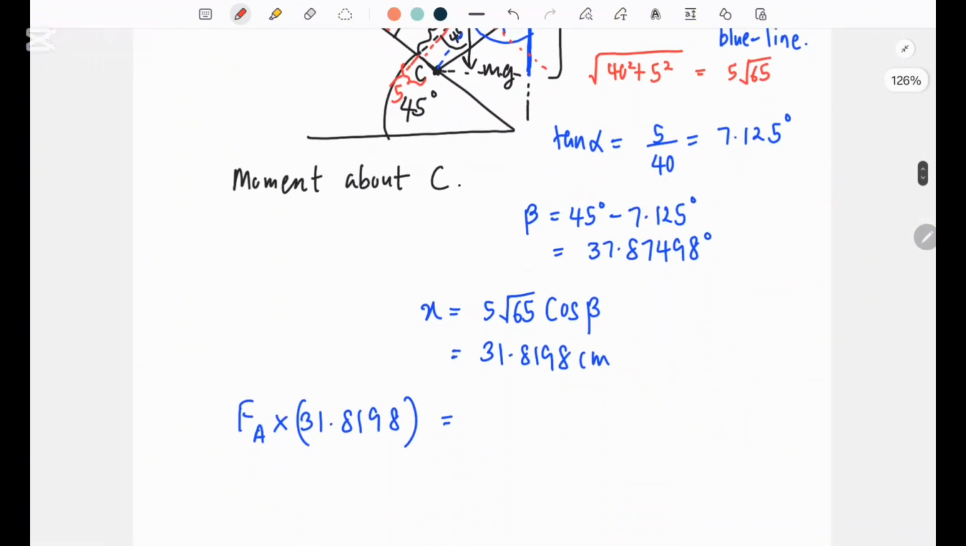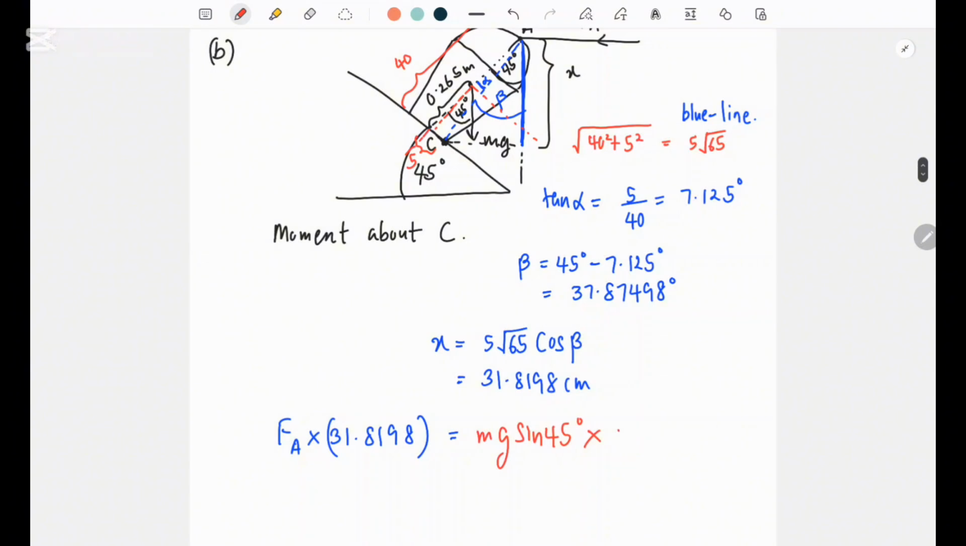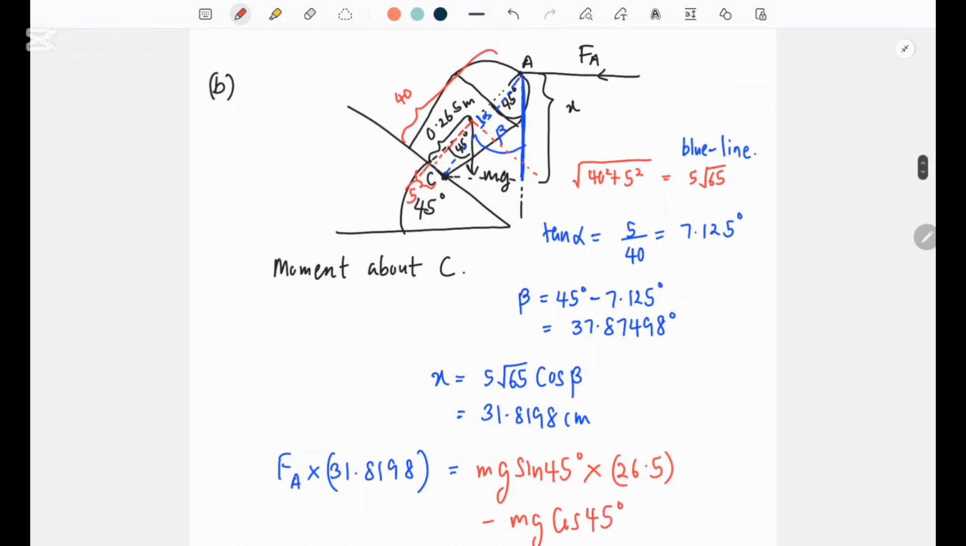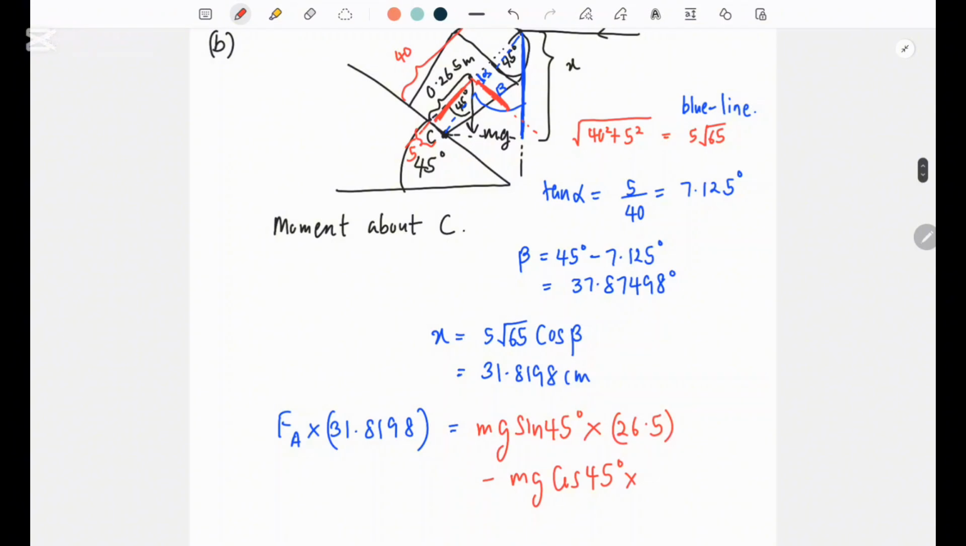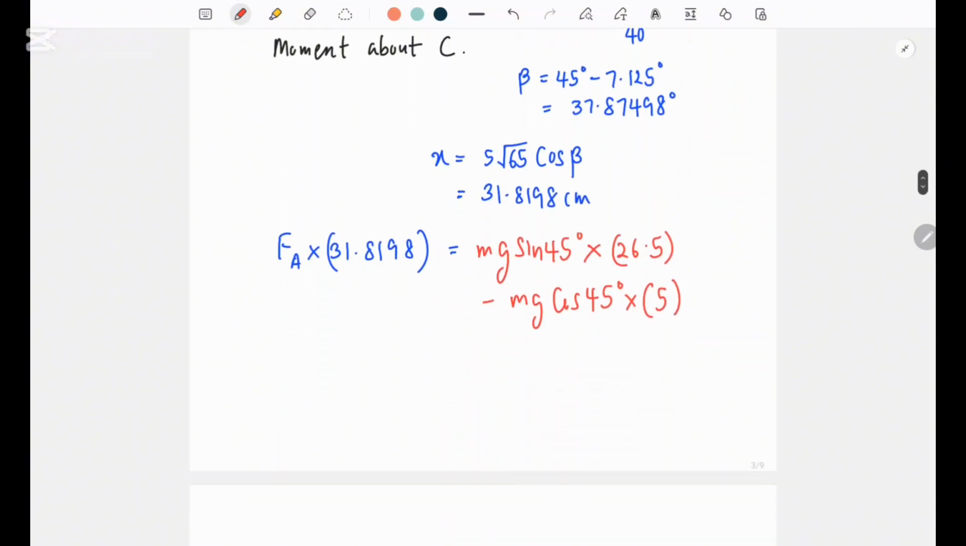So we'll have mg sine 45 into its central mass, which is 26.5, minus mg cos 45. So cos 45 is going to be anticlockwise to the pivot, right? Because it's this line. This is cos, this is sine. So mg cos 45 into the perpendicular distance, 5. Using this, you could find FA.